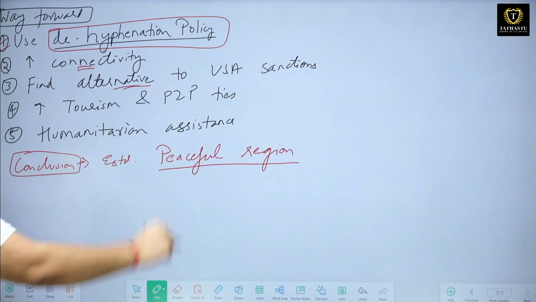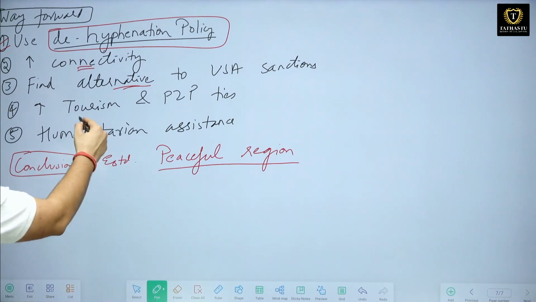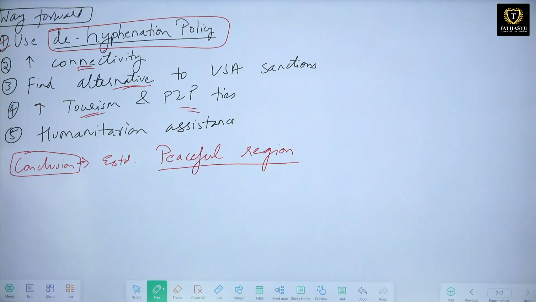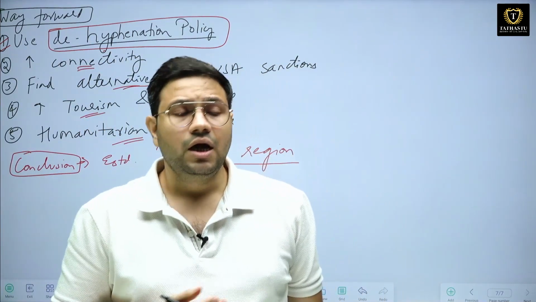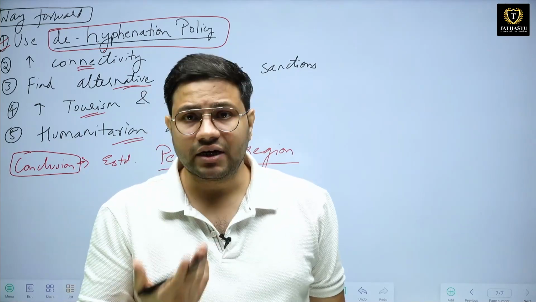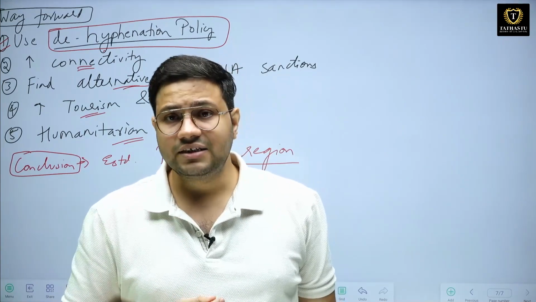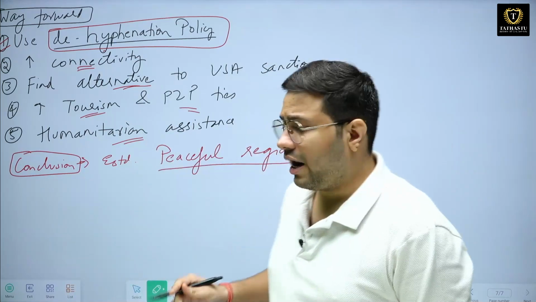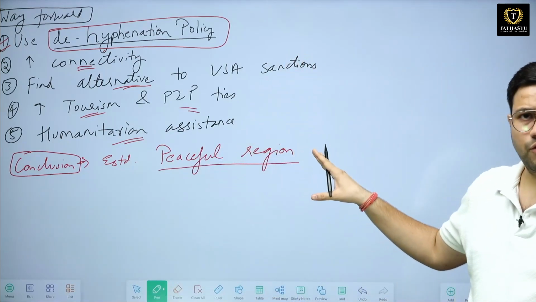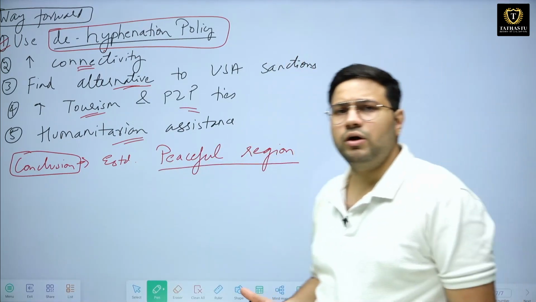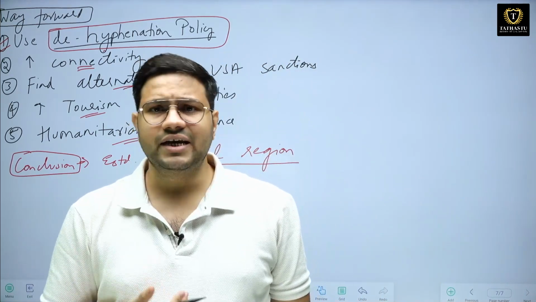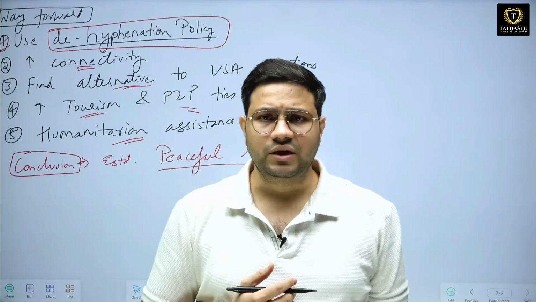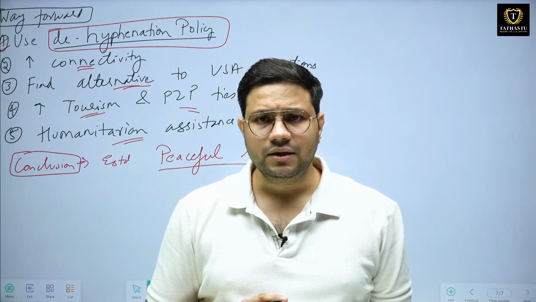Second, we should increase connectivity. Third, we should find alternatives to USA sanctions. We should increase tourism and people-to-people assistance. Then we should increase humanitarian assistance, like we should increase medical help, we should increase educational institutions in the countries. Whenever a disaster happens, India should send its disaster relief team to help them. So these are some of the ways forward. In conclusion, you can write, we want a peaceful neighborhood, we want a peaceful region, which both India and Iran demand, and therefore we should work towards that. I hope this is clear. Thank you very much.